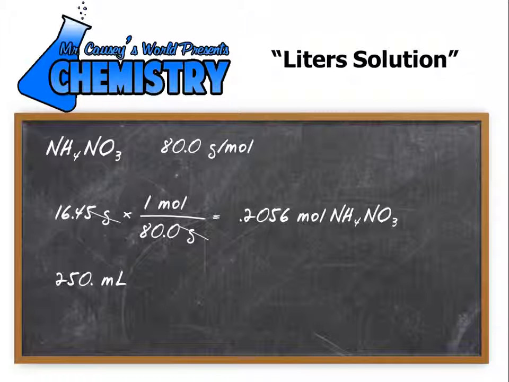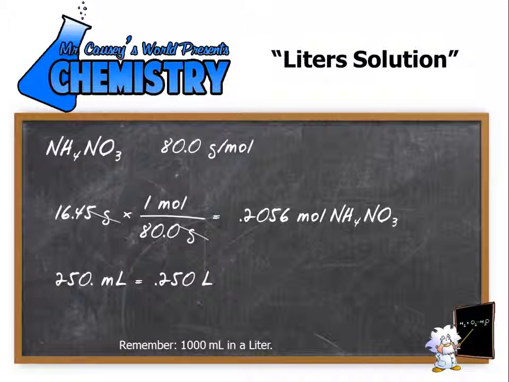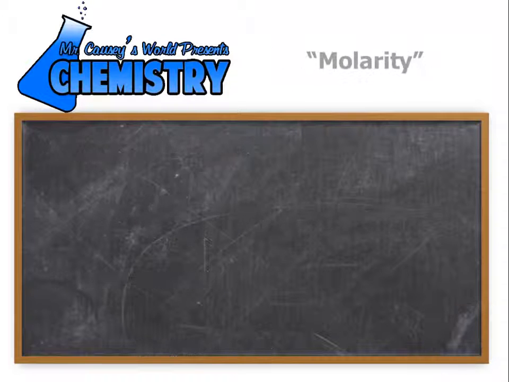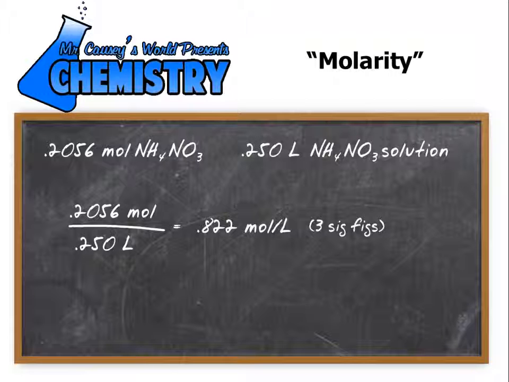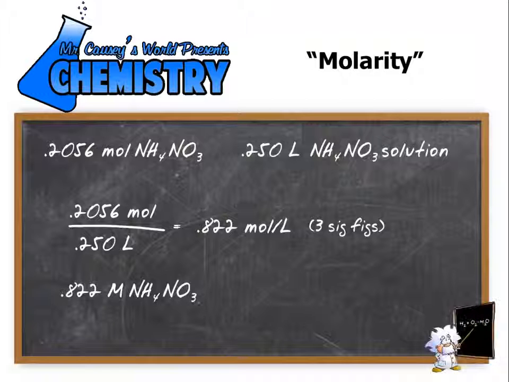Now let's do the liters of solution. 250 milliliters is the same as 0.250 liters. We need to make that conversion to liters in order to work in the equation, because remember the equation is moles of solute per liters of solution. Now it's time to go to the molarity. Notice that we have our 2 quantities, 0.2056 moles per 0.250 liters. Put that in, plug and chug it, and we get 0.822 moles per liter, which is the same as 0.822 molar ammonium nitrate.